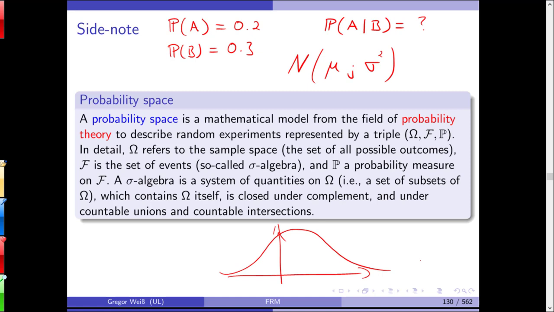Maybe more like this. You have the mean here, the expectation, and you have standard deviation or variance as the two parameters of the Gaussian distribution. A very simple idea would be to model the age of each student in this room by using the normal distribution.